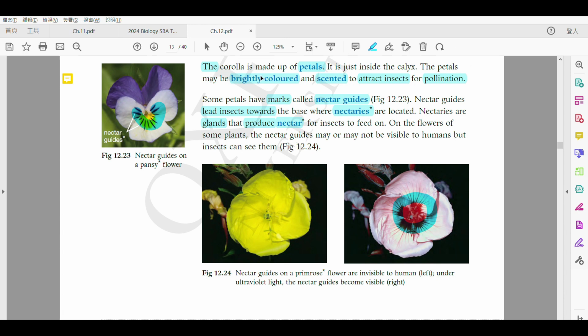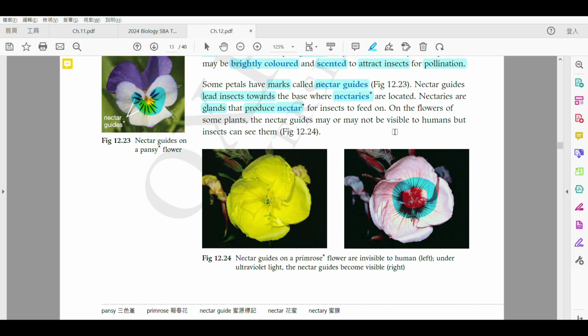So some features: they are colored, they are scented (有香嘅氣味). It may be good to smell for us as well, but some of them may be bad for us to smell. Okay, so we'll talk about that later as well. Some of them have nectar guards. If they produce nectar, they will usually have the nectar guard.